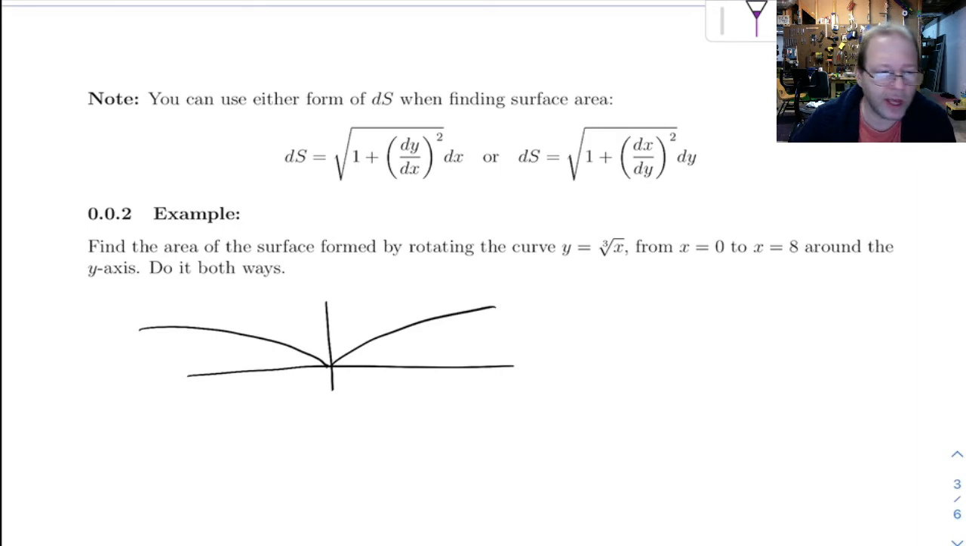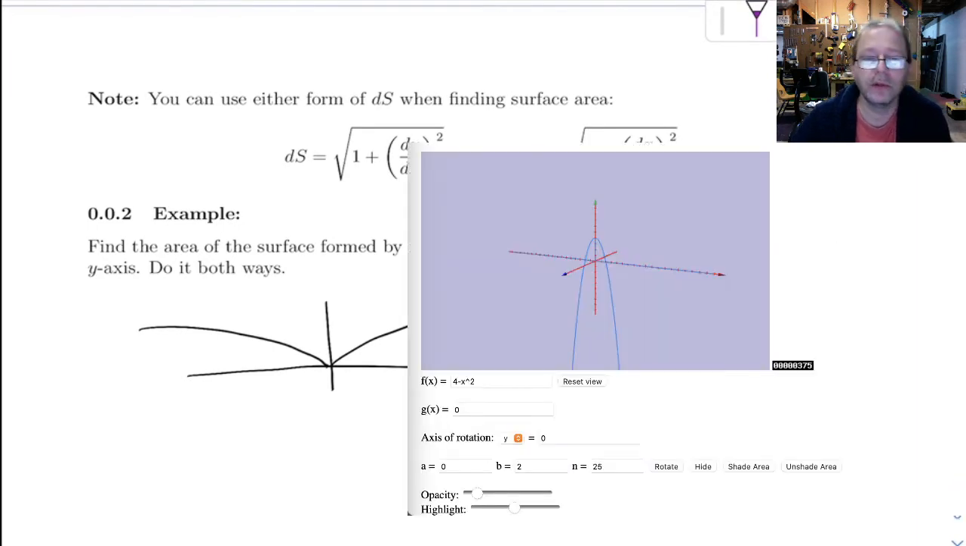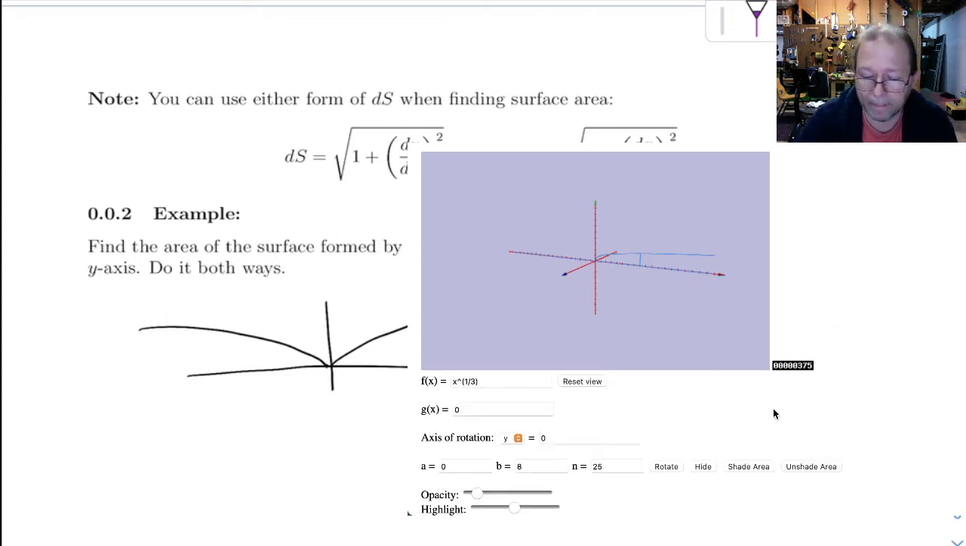And let's look at that on the computer. Let's see. If I take this and I put in y equals x to the 1/3, and I graph that from 0 to 8. Let's see. And rotate it. Yep, I'm rotating around the x-axis. If we rotate it around the y-axis, we get this.